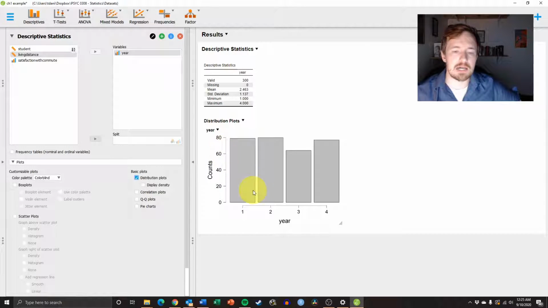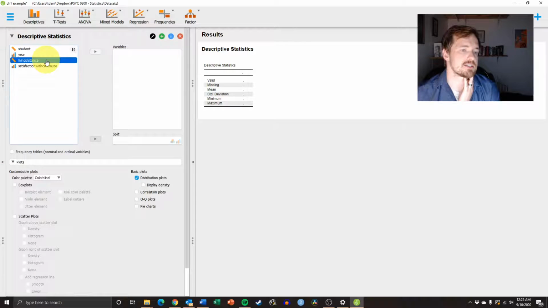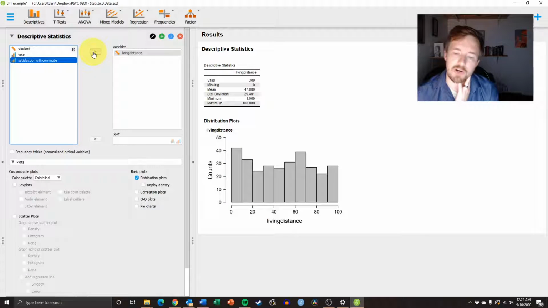So here what we're looking at is, okay, yeah, this confirms what the pie chart was showing us. There are fewer people in the junior setting here. So you can kind of play around with that if you like. But all right, let's get rid of years. Let's try some other fun stuff. What do we have? Let's try living distance as our variable.